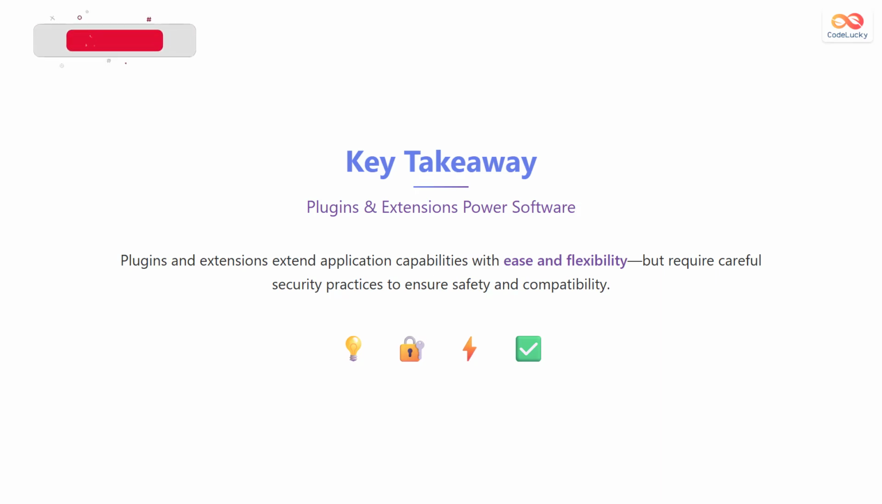In conclusion, plugins and extensions are powerful tools that extend software capabilities with ease and flexibility. They allow us to customize applications, save time, and add new features without complex coding. However, they require careful security practices to ensure both safety and compatibility. Whether you are using Photoshop filters, browser extensions, or WordPress add-ons, remember to install from trusted sources, keep them updated, and stay aware of security risks. By following these guidelines, you can safely harness the full potential of plugins and extensions in your digital life.